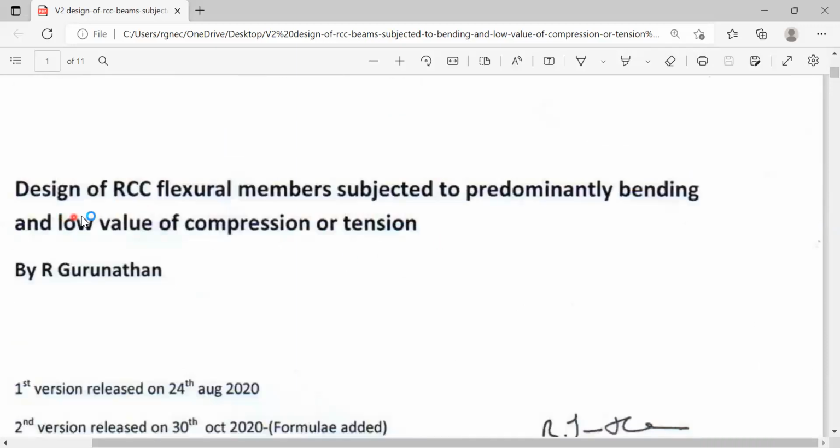Now, this is the blog material, design of RCC flexural members subjected to predominantly bending and low value of compression or tension. Just now we have discussed the case of a member subjected to predominantly bending and compression and calculation of ASC and AST. Similarly, I have done analysis problems also, where we can calculate the maximum moment that can be resisted along with the associated axial force, so that it can be compared with the given bending moment and factor of safety can be arrived at. Analysis problems are also addressed in this blog. And similarly, the tension case is also addressed in this blog.